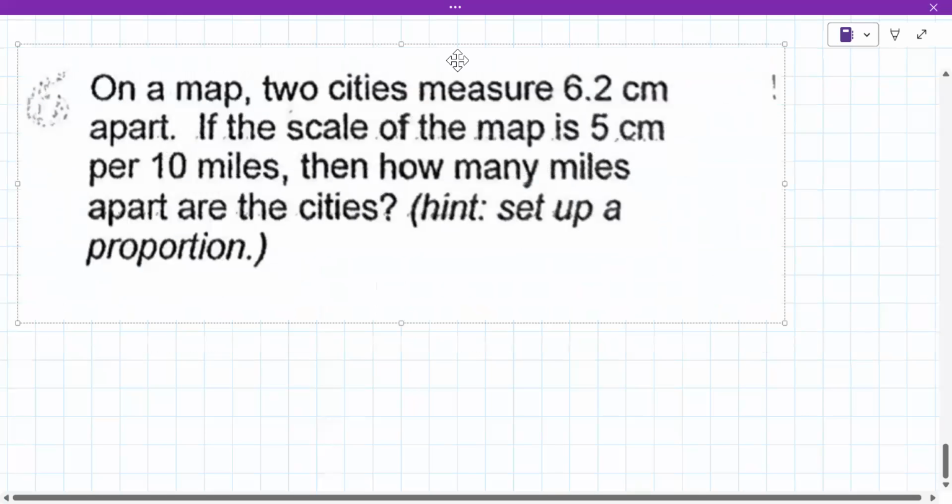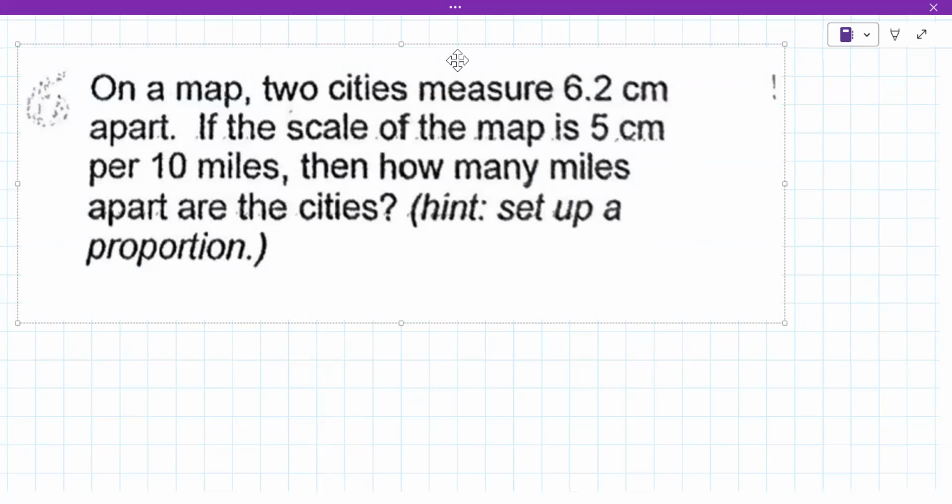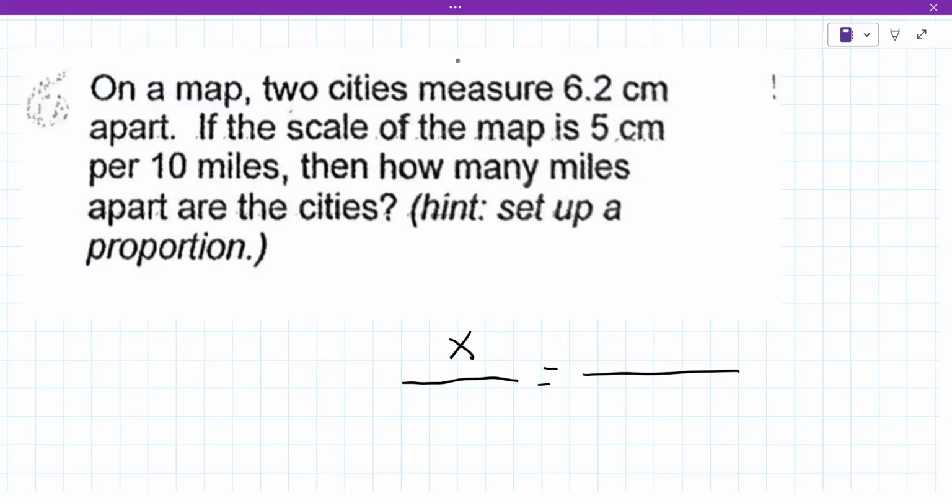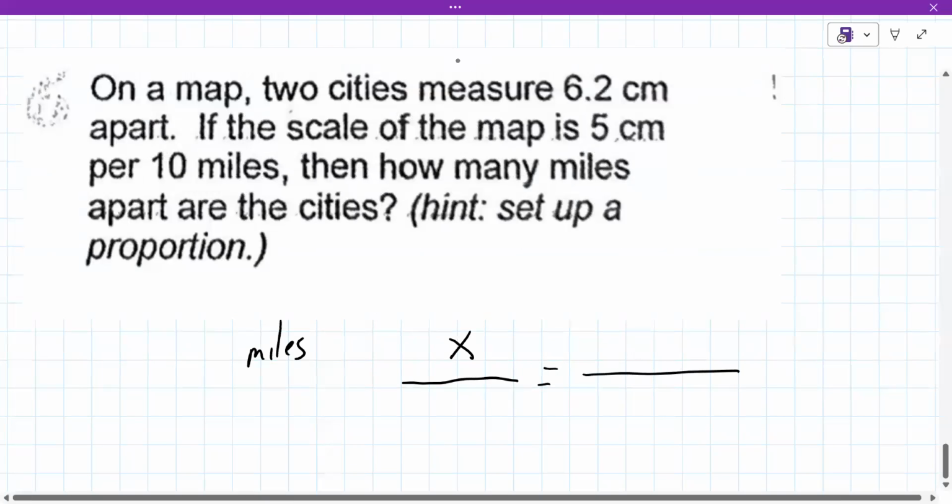So it says on a map, two cities measure 6.2 centimeters apart. If the scale of the map is 5 centimeters per 10 miles, then how many miles apart are the cities? So this is what I do. I always put the unknown in the top left. And then I have to indicate, well, what is the unknown? It's the miles apart. And so on the right here, I tend to put the given information. So the given information is miles up top, but then centimeters on the bottom.